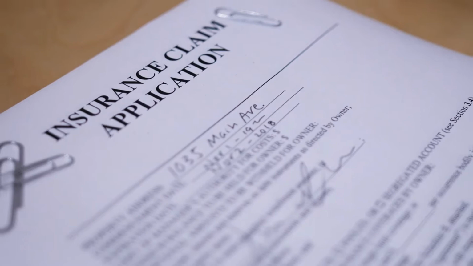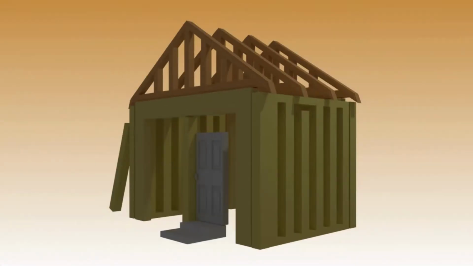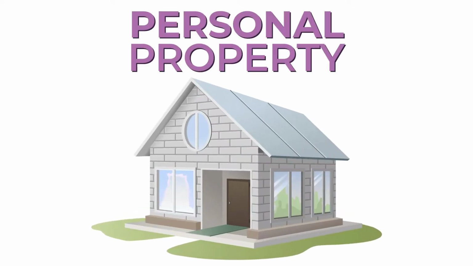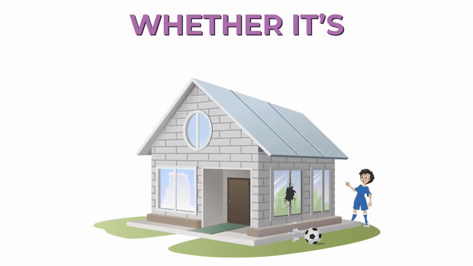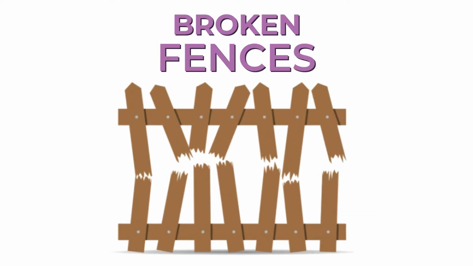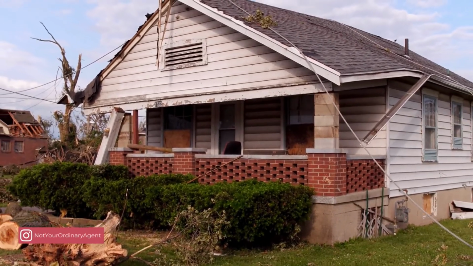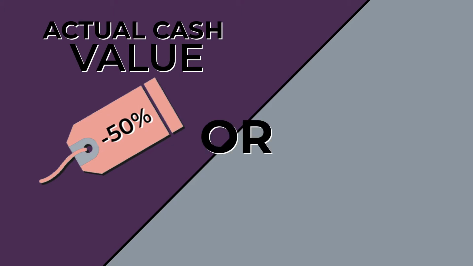So within your home policy, your homeowner's policy, everything is based on replacing something that you have, right? Whether it's the entire structure, whether it's personal property that someone comes in and steals, whether it's windows or fences or whatever. And you have two ways of valuing those things: your actual cash value or your replacement cost.